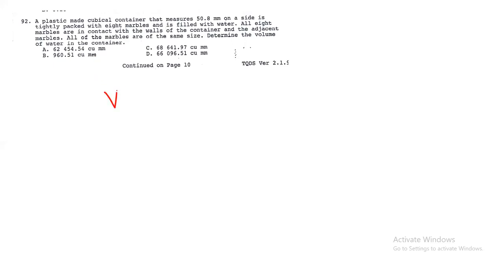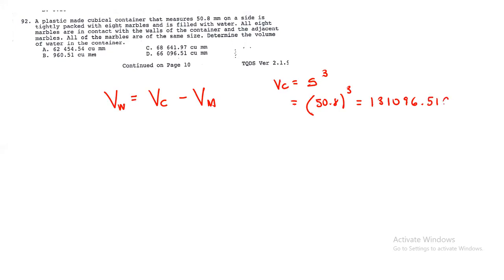So, dito, volume is equals to volume ng container minus volume ng marbles. So, para makuha natin yung volume ng water. So, volume ng container is equals to S cube. So, ilan ba yung side niya? So, 50.8 raised to 3 is equal to 131096.512 mm raised to 3.